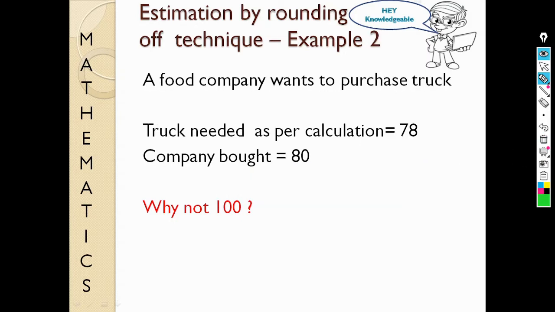So let's take another example where a food company wants to purchase trucks. The trucks needed as per their calculation is 78, but they have ordered a quantity of 80 to accommodate any fluctuation in demand. But why have they not ordered 100? Because again, the trucks are very costly, so they can't order a large number of trucks. So here the approximation is being done to the nearest 10. We will try to see how this rounding to the nearest 10, nearest 100 or nearest 1,000 is done through some examples.